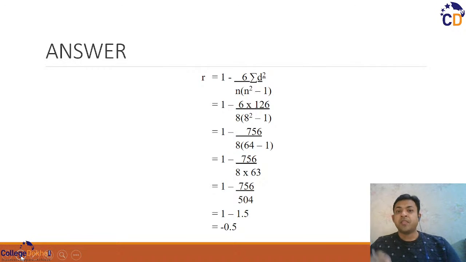This means that the values are negatively correlated. In simple language, this means when Judge 1 ranks a candidate as a topper, the Judge 2 actually doesn't agree with him. So they are not in unison. Okay. So this is how rank correlation works.